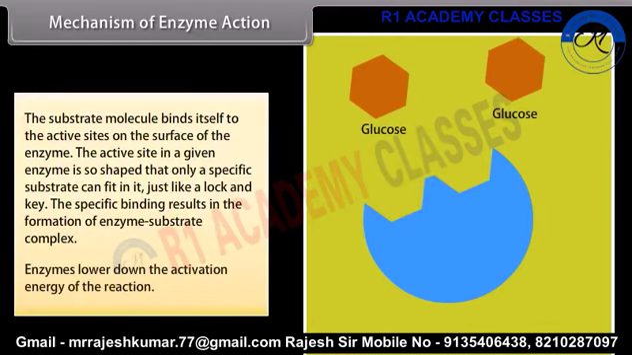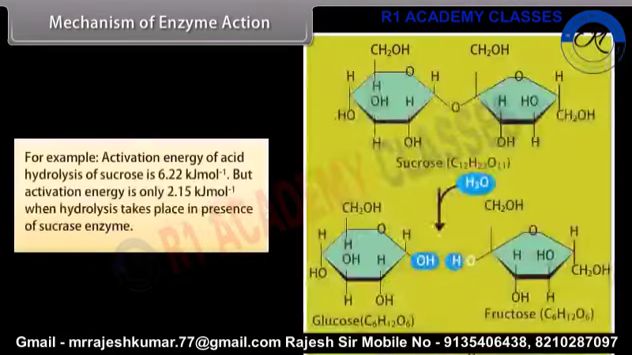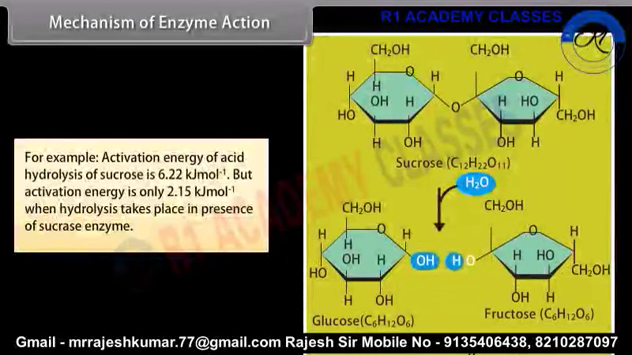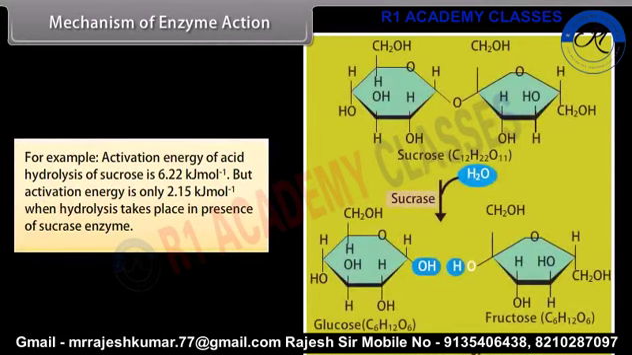Enzymes lower the activation energy of the reaction. For example, the activation energy of acid hydrolysis of sucrose is 6.22 kJ per mole, but the activation energy is only 2.15 kJ per mole when hydrolysis takes place in the presence of the sucrase enzyme.